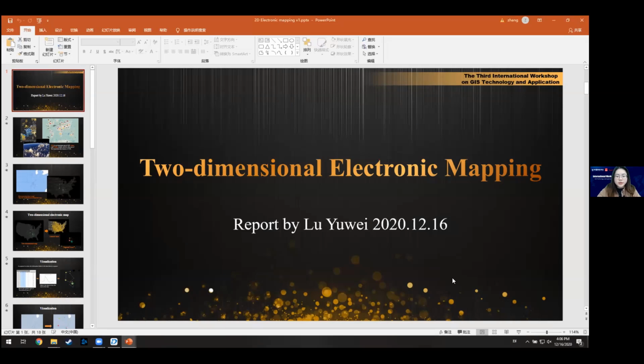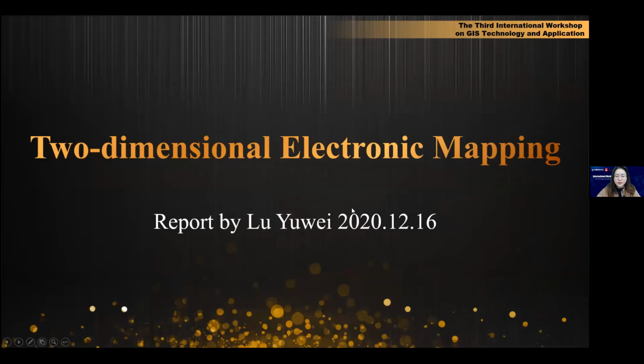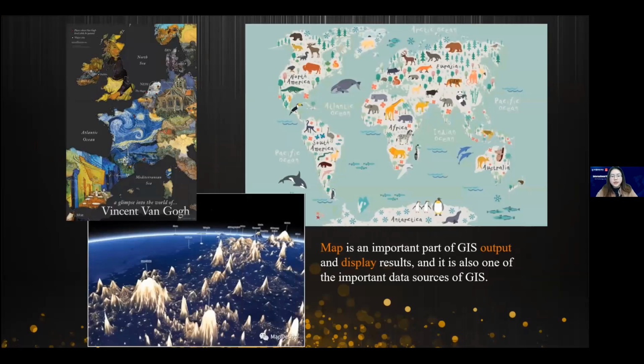This section is called two-dimensional electronic mapping. As you can see, the map is an important part of GIS output and display results, and it is also one of the important data sources of GIS. You can see that on the left side is a map of Netherlands in the style of a painting by Vincent van Gogh, and some other beautiful maps.